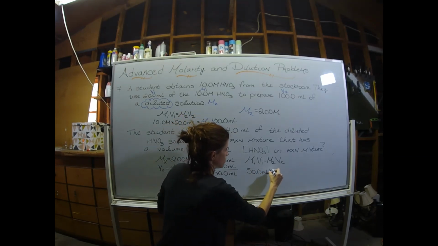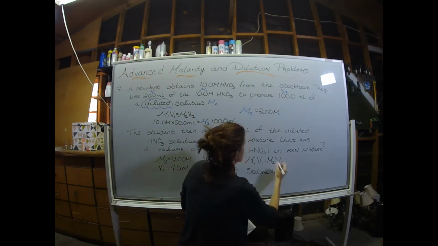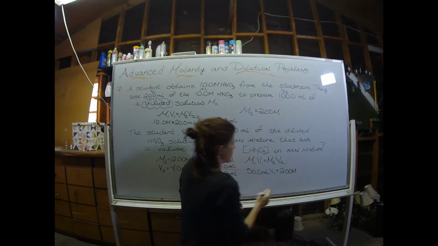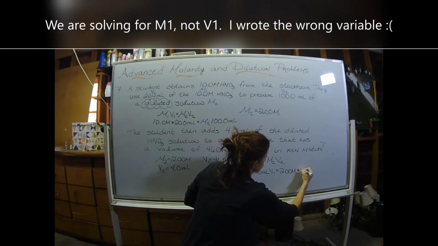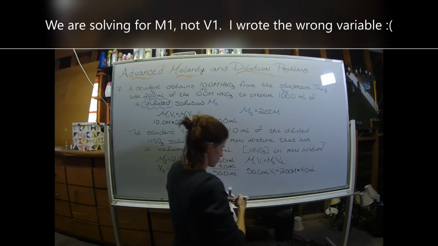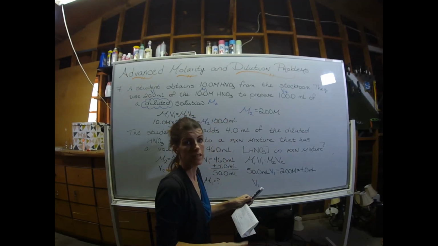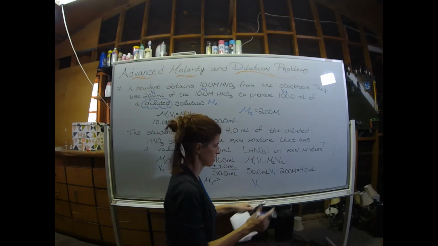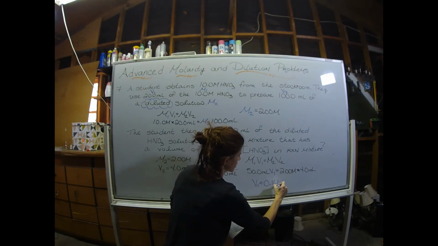V1, I don't know. M2 is from here. And V2, they told us, they grabbed 4 mils of that diluted solution. So when I went ahead and solved for what we're calling V1, but it's actually going to be the concentration of the nitric acid in the reaction mixture, I got 0.16 molar.